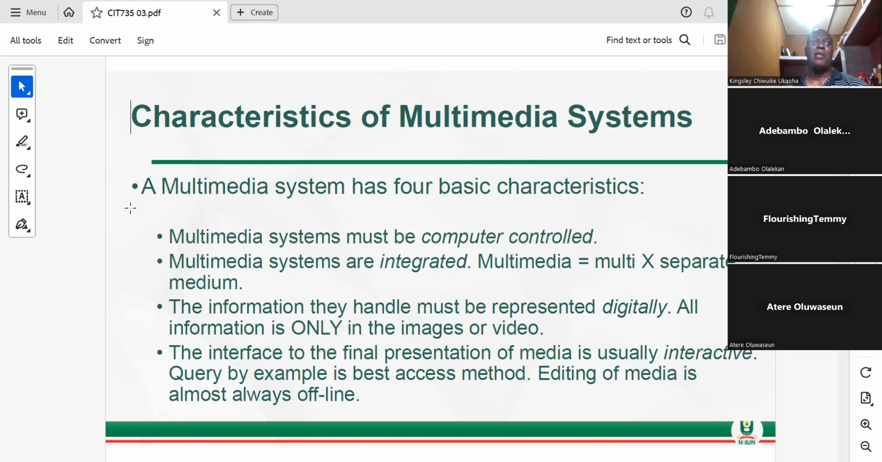A multimedia system must be computer controlled. What it means is that anyhow you design it, a computer can always be used to control everything about it. Multimedia systems are integrated. That means when you say integrated, you have multiple systems coming together to make it up. You have audio, you have video, you have text, you have pictures. They are separate media, but you are bringing them together.